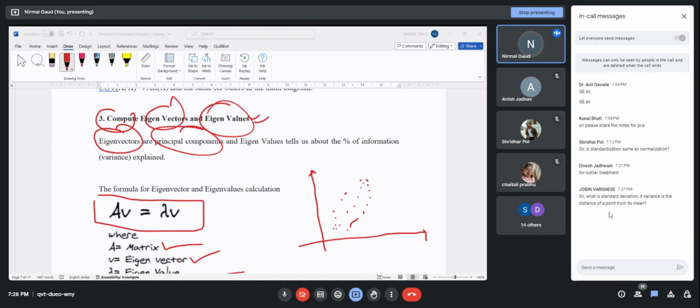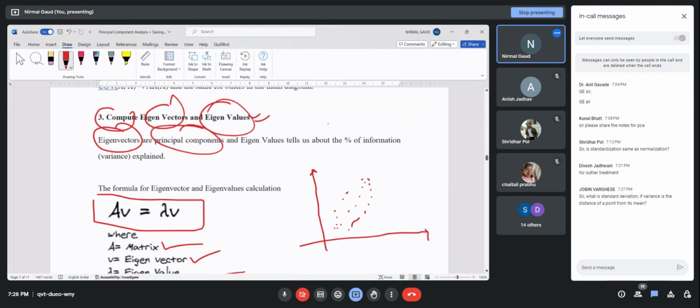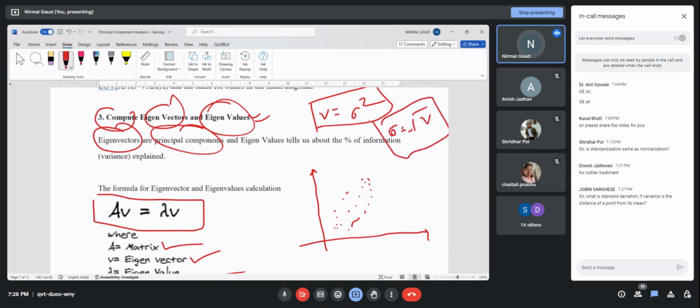There is one question which has been asked here: sir, what is the standard deviation of the variance? Variance is the distance of a point from its mean. Okay, so what is the relationship between variance and the standard deviation? Variance is equal to standard deviation squared. This is how we write. And standard deviation equals the square root of variance, isn't it? What we have studied in statistics in general. Am I right or not?